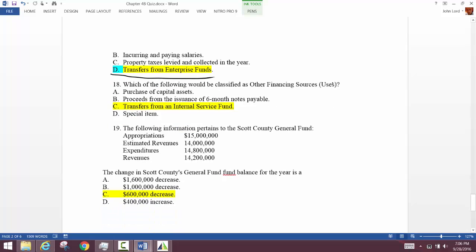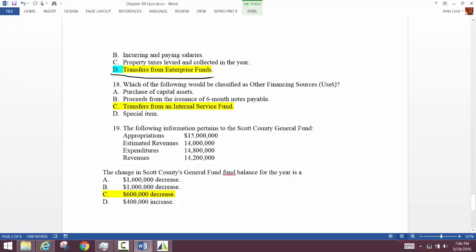Okay. The changes in Scotts County General Fund balance for the year, and they want to see if I can figure out what to do with these for the change in fund balance. What's the change in fund balance? Like net income, right? And we figure out net income by taking revenues minus expenditures.